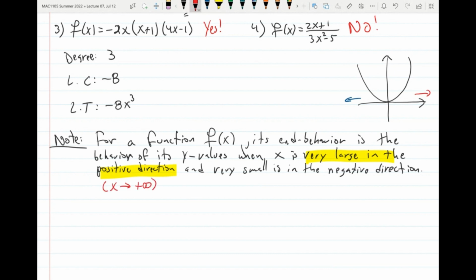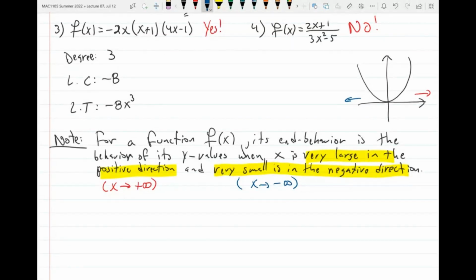So here we're saying x approaches infinity. So here we're saying x is very large in the positive direction. Okay? And then the way that we say very small in the negative direction, we write that by saying x approaches negative infinity. So you go all the way to the left. Do you understand this? So our job when we ask for the end behavior is what happens to the y when x is doing this kind of stuff.